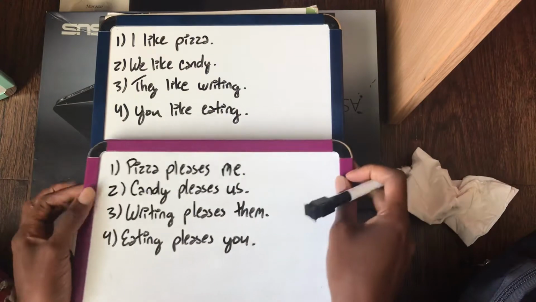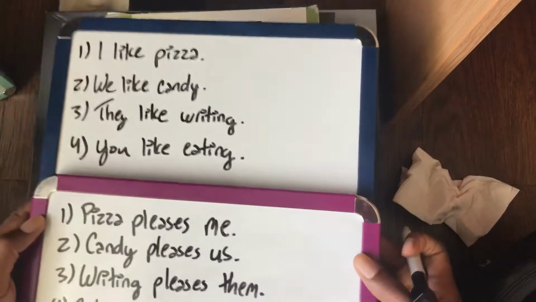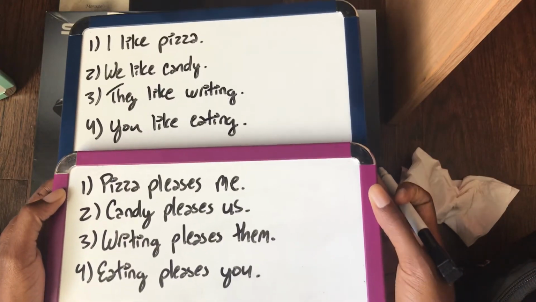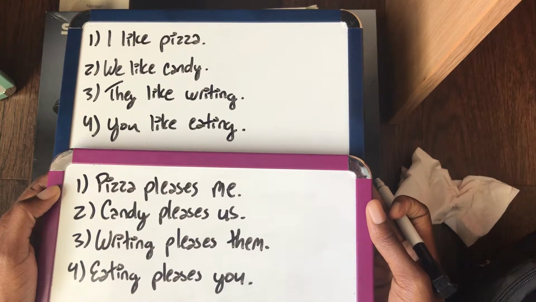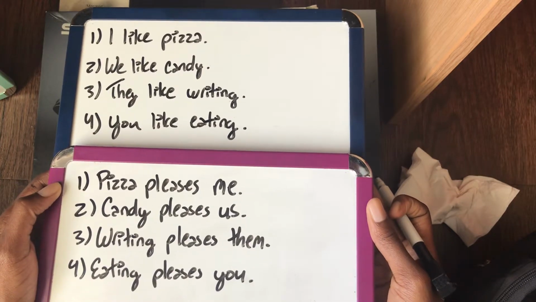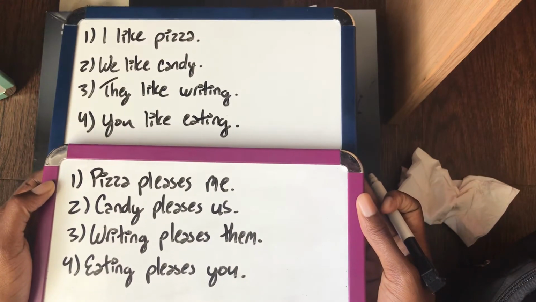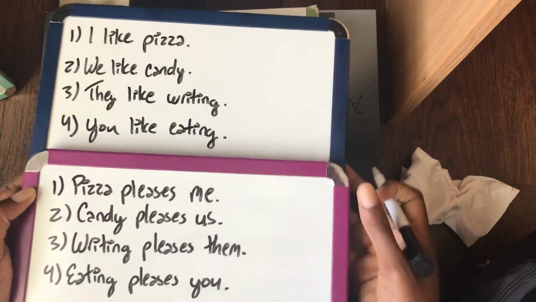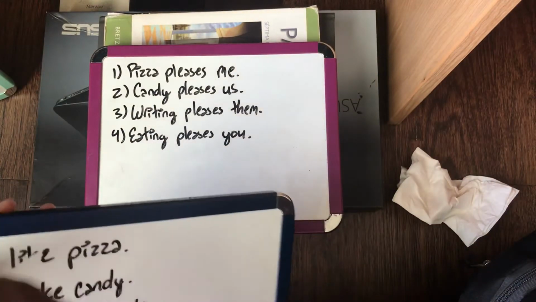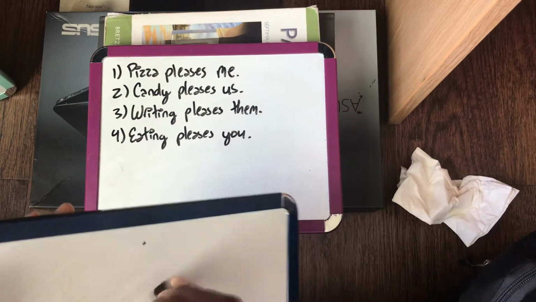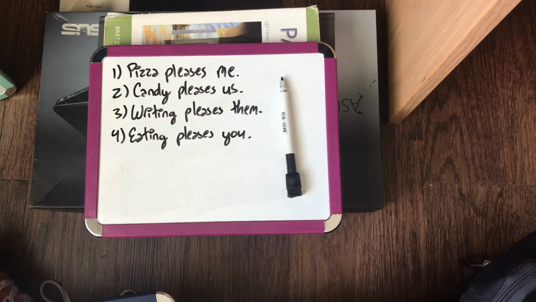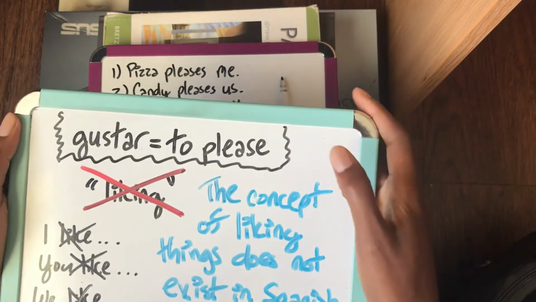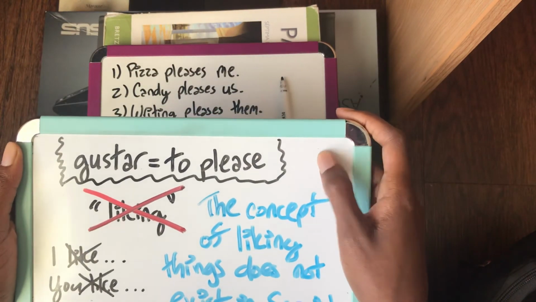Okay? This is the Spanish version of these sentences. I like pizza. Pizza pleases me. We like candy. Candy pleases us. They like writing. Writing pleases them. And you like eating. Eating pleases you. This is the Spanish version. We are going to trash the English version. And now we're going to work from our Spanish lens and translate the sentences into actual Spanish, which is easy because Spanish has this handy dandy verb that means to please. So we're doing barely any translation at all.